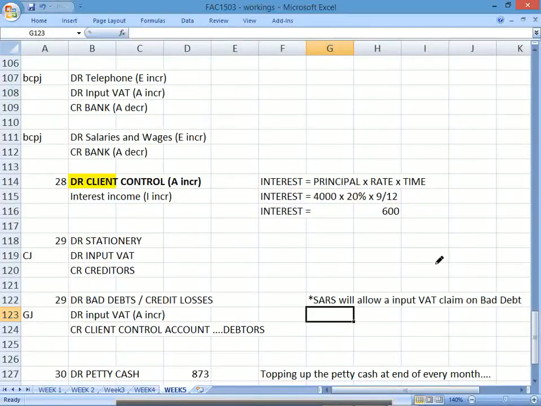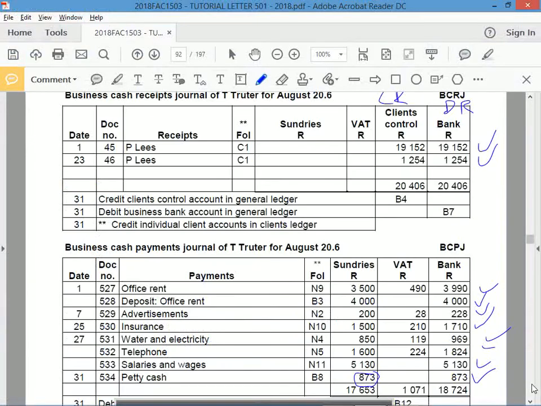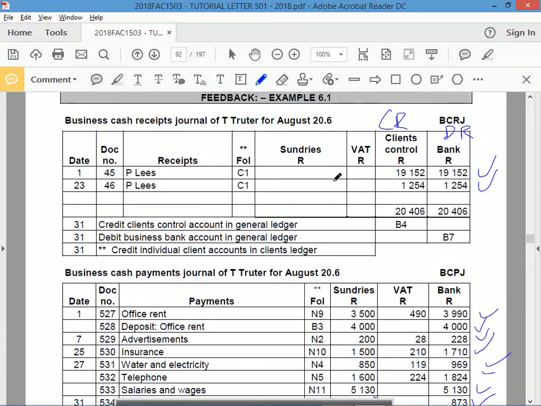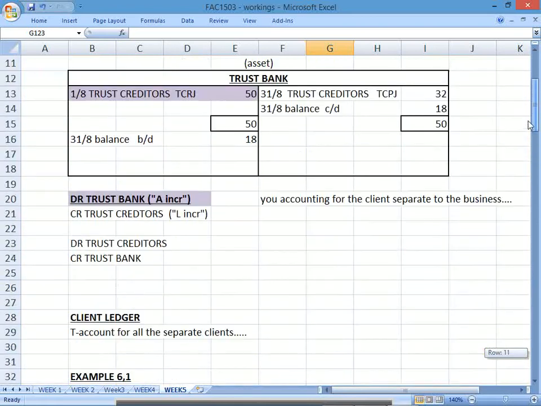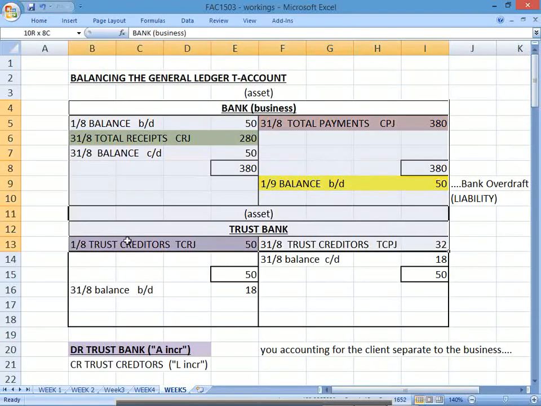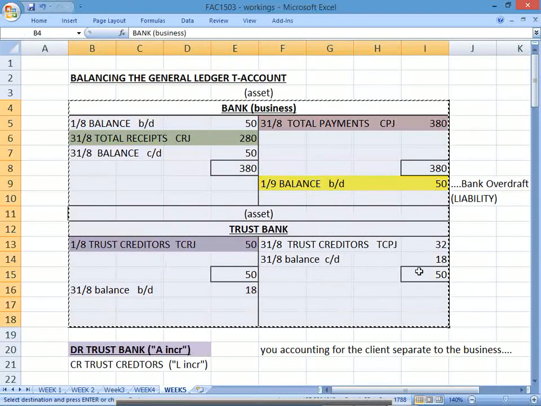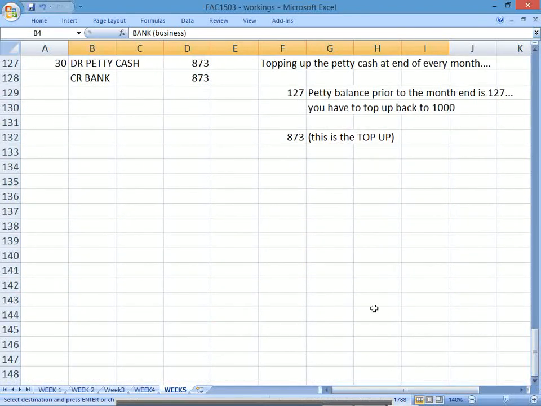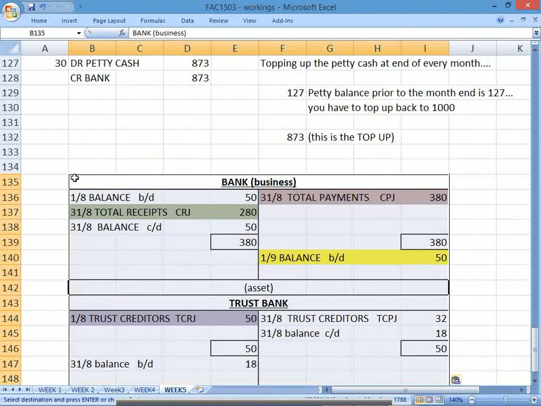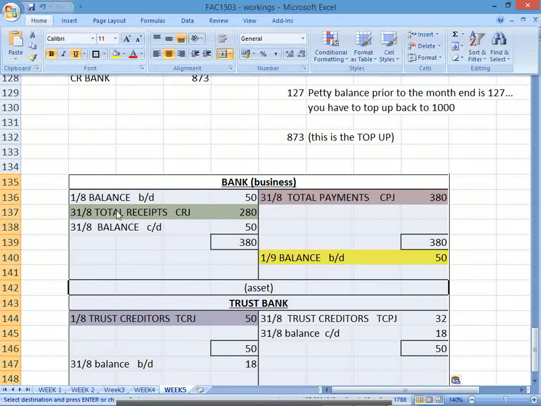Okay, so we need journals in order to draw up T accounts. So that's the first journal that I'm going to look at. Business cash payments journal. I'm going to copy my bank accounts here. Copy, paste. Okay, and I'm going to reference the journals and I'm going to reference the working so you can see how the two go hand in hand.